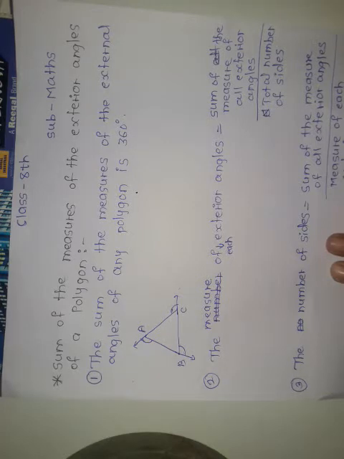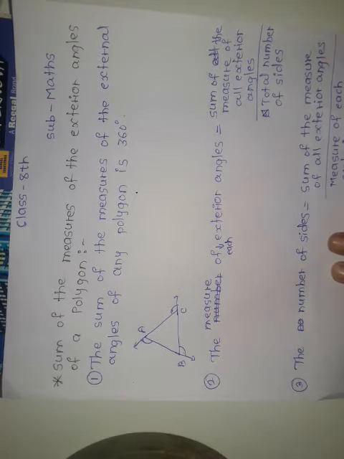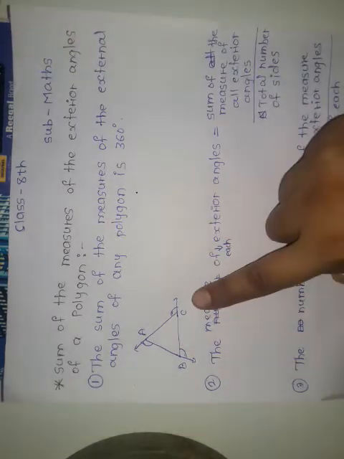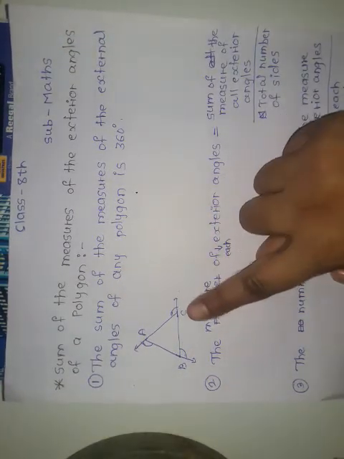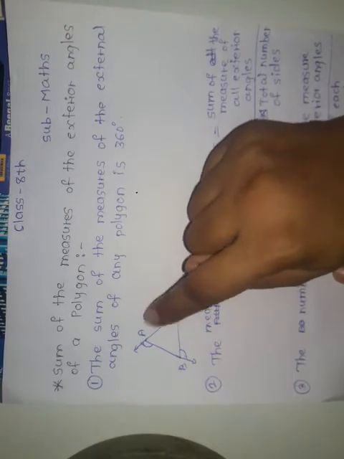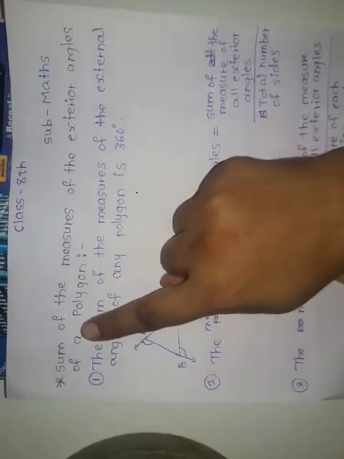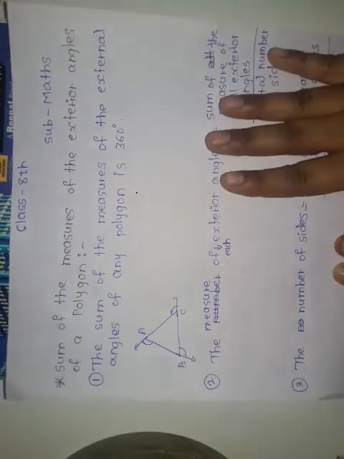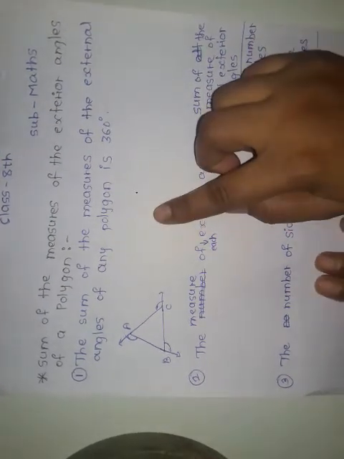In the previous section, we have seen how to find the interior angles of a polygon. Now in this section, we are going to study how we can find each and every exterior angle, and how we can find the sum of the measures of the exterior angles of a polygon. This is our new point. See, the first point is what?